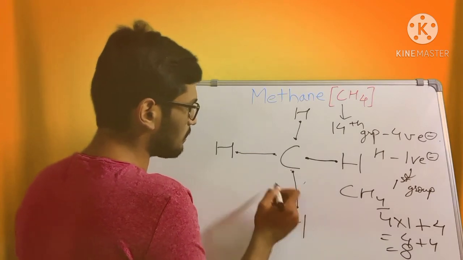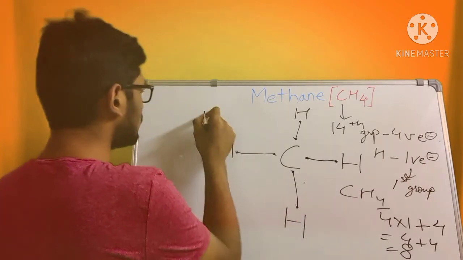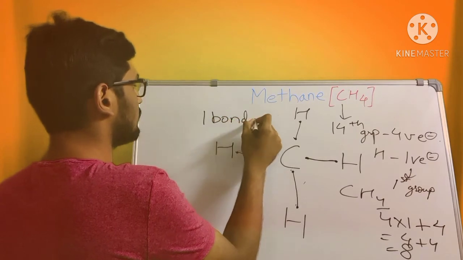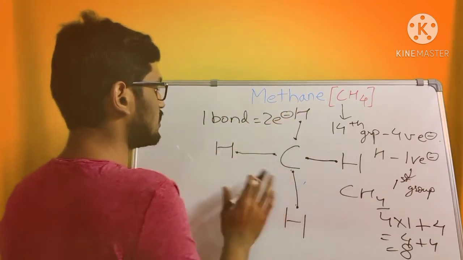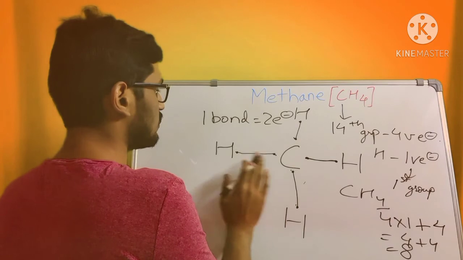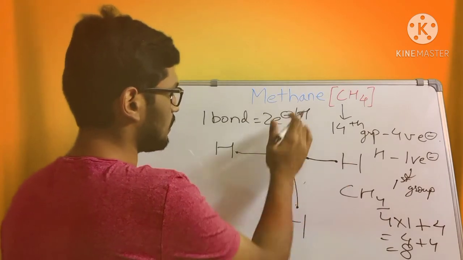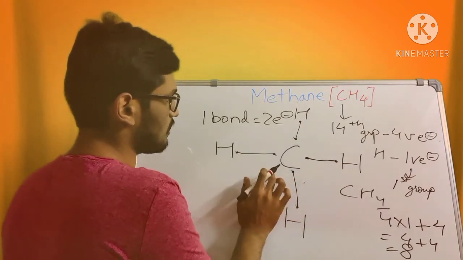Here a single bond represents 2 electrons. One single bond represents 2 electrons which are mutually shared between this hydrogen and this carbon, and this hydrogen and this carbon, and same goes with these 2 hydrogens and this carbon also.